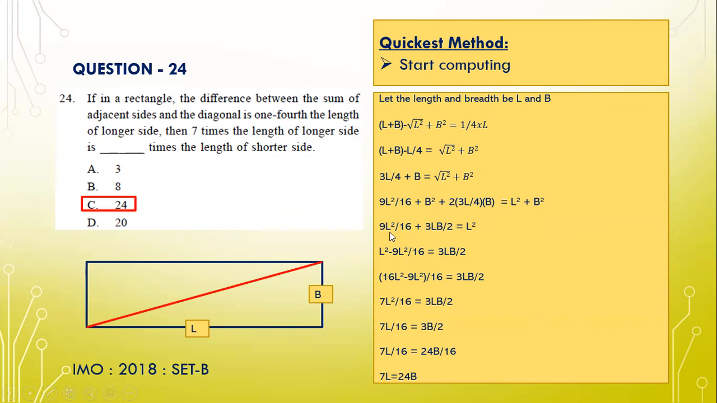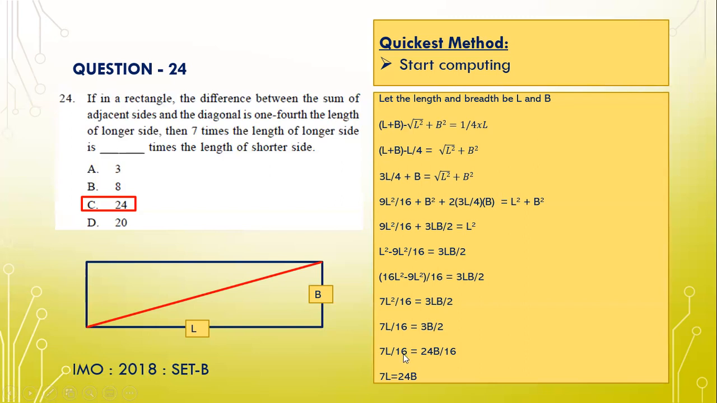So again you bring 9L square upon 16 to the right hand side. So L square minus 9L square upon 16 is equal to 3LB upon 2. So this will be 16L square minus 9L square upon 16, that is 7L square upon 16, is equal to 3LB upon 2. One of the L's will get cancelled. So 7L upon 16 is equal to 3B upon 2.